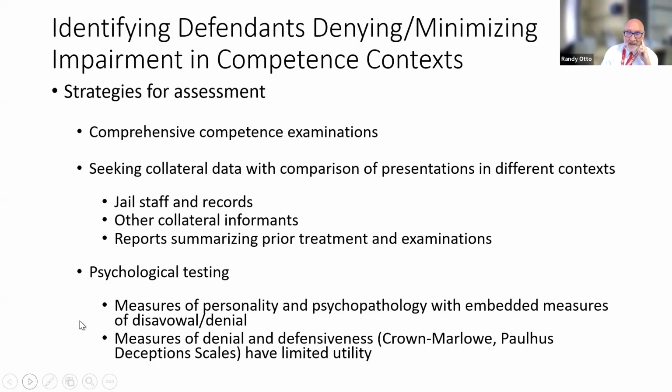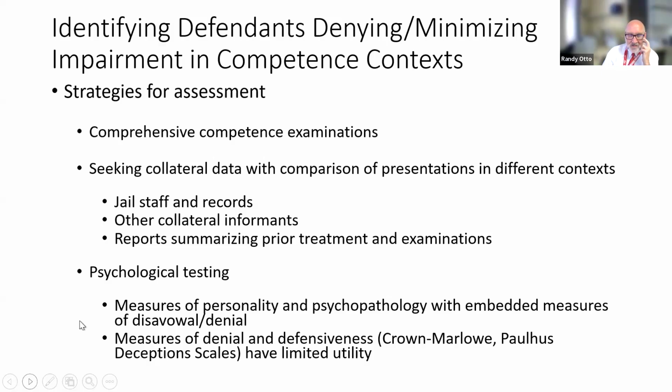There are some freestanding measures of what you might call disavowal or defensiveness, but I don't feel very good about them. But you're certainly free to come to your own conclusions. The Crowne-Marlowe scales are really, I think, more a measure of social desirability and someone who's trying to present themselves as having positive attributes than denying psychopathology or impairment they know they have.